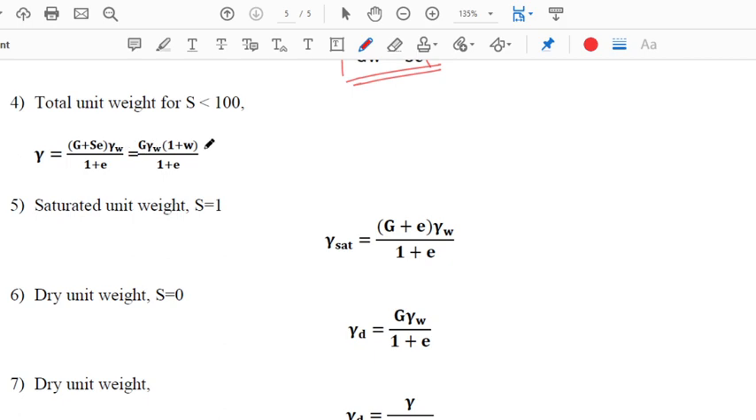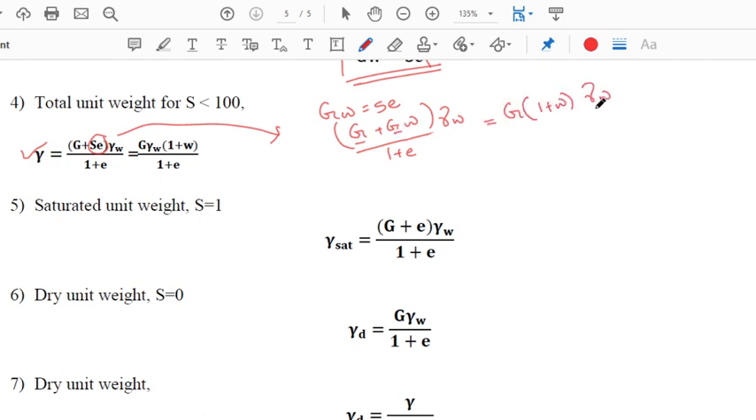Next, moving on to the total unit weight. Remember this as a parent equation or parent relationship. Gamma is equal to (G plus S e) into the whole, all together multiplied with gamma W, that is the unit weight of water, by 1 plus e. Now since we know G w is equal to S e, in place of S e we can write G plus G w, divided by 1 plus e, into gamma W. If I take G as common, this comes out as G into 1 plus w, into gamma W, divided by 1 plus e. So this is how the equation comes. Consider this as a parent equation.